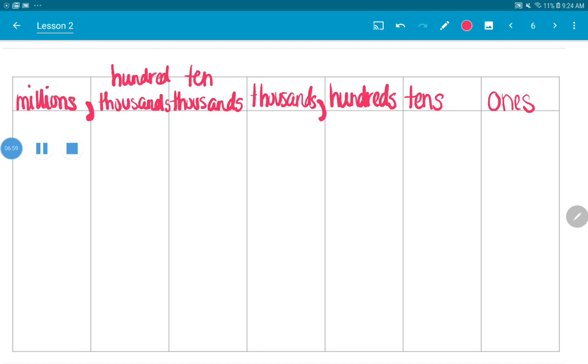Okay. So we're ready to go. We have our place value chart labeled. Make sure yours is labeled correctly. Remember, the ones is the smallest unit. So it's the one all the way over here on the right-hand side. It's the very smallest.